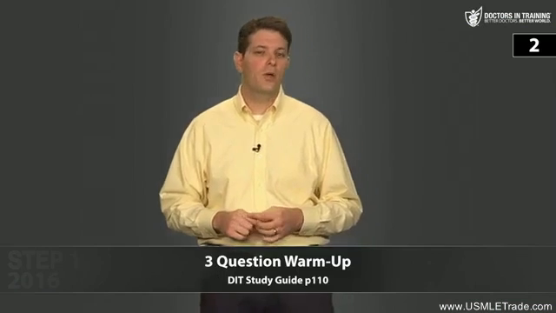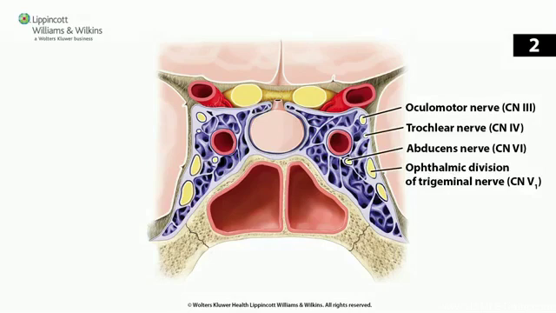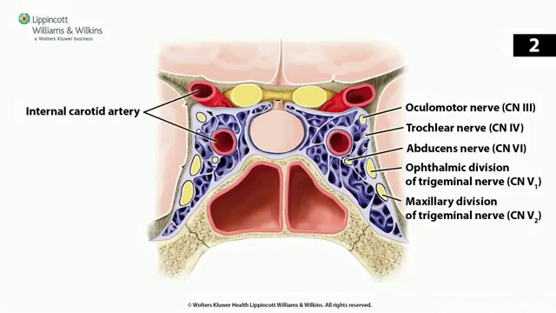Next, what structures run through the cavernous sinus? So you have the oculomotor nerve, which is cranial nerve 3, the trochlear nerve, which is cranial nerve 4, the abducens nerve, which is cranial nerve 6, the ophthalmic nerve, which is the first division of the trigeminal nerve, the maxillary nerve, which is the second division of the trigeminal nerve, and also the internal carotid artery.